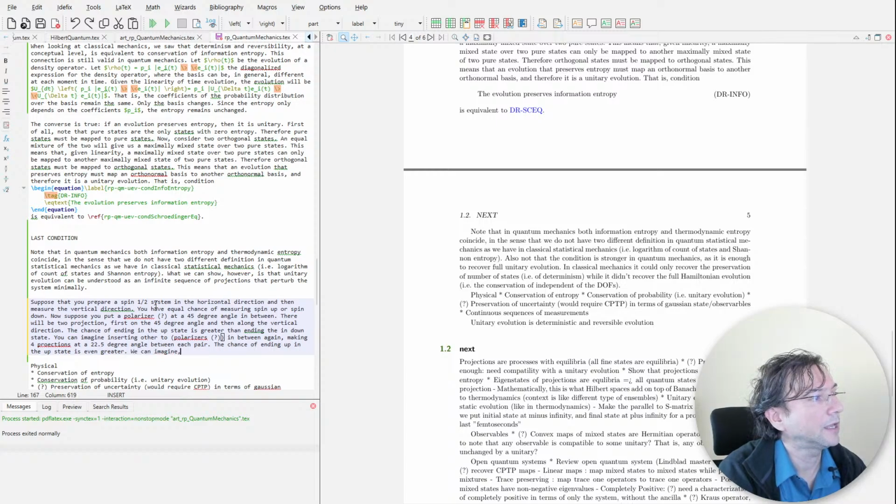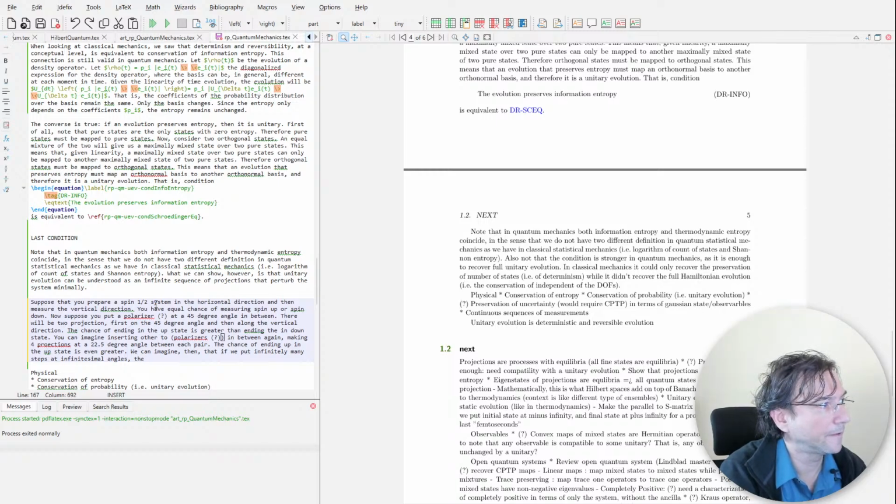We can imagine then that if we put infinitely many steps at infinitesimal angles, the final state will be with the chance of being in the up state at the end will be 100%.